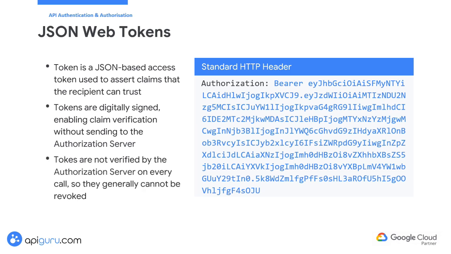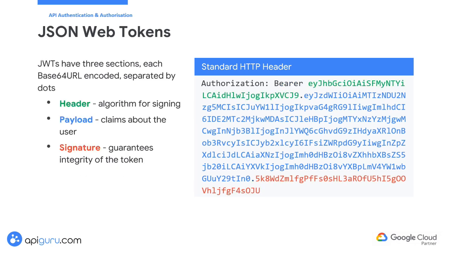The flip side of this design is that JSON Web Tokens typically cannot be revoked. This is in contrast to an opaque token, which requires validation by an authorization server for each call and can be revoked before it expires. Therefore, the best practice is to keep the time to live for JSON Web Tokens short.